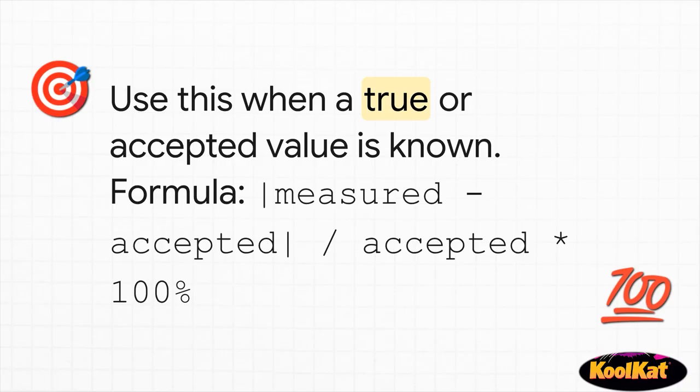You just find the difference between what you measured and the accepted value, divide it by that accepted value, and then times it by 100. So let's make this real. Imagine the known density of some metal is 2.70 grams per cubic centimeter. That's the fact.